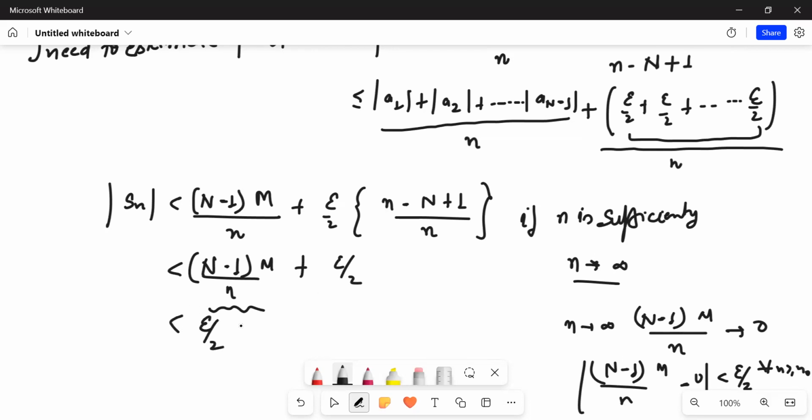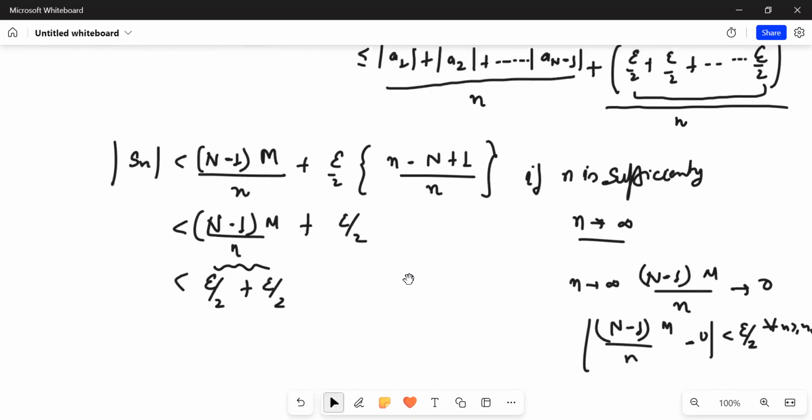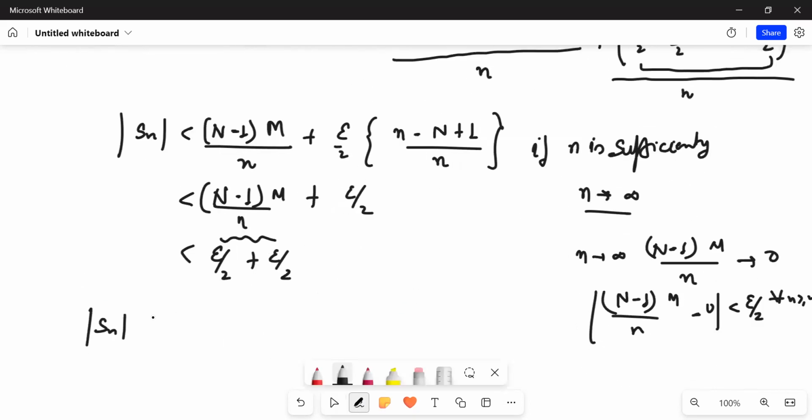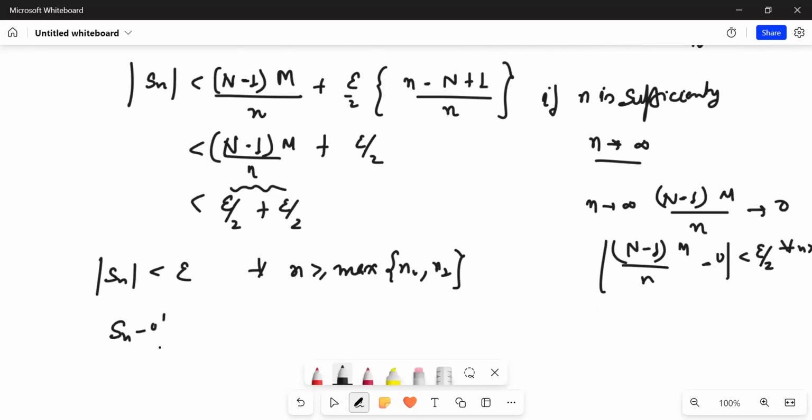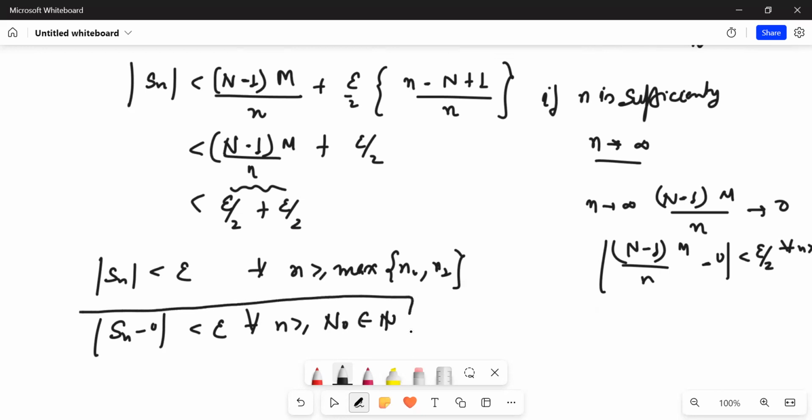So again, this can be made less than epsilon by 2. This can be made less than epsilon by 2. So clearly, the modulus of Sn can be made less than epsilon for n greater than or equal to some number. Let's say it can be made less than epsilon by 2 for n naught, and if it can be made less than epsilon by 2 for, let's say, n1, then for all n greater than or equal to the maximum of n naught and n1, the modulus of Sn can be made less than epsilon. In other words, I can write that the modulus of Sn minus 0 can be made less than epsilon for all n greater than some number, let's say, keep it for now capital N1. What does it imply? It implies that Sn converges to 0.